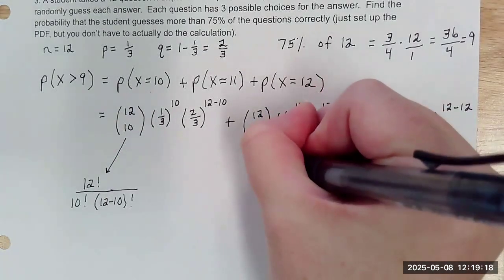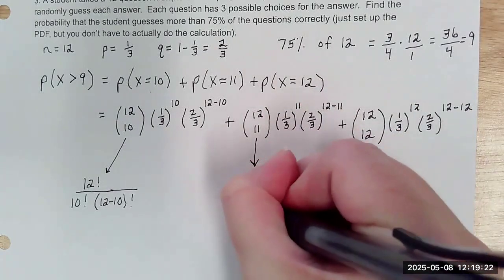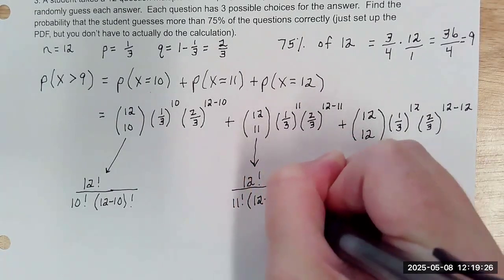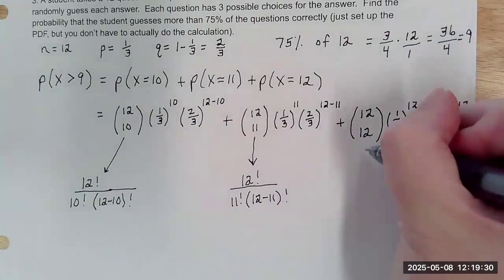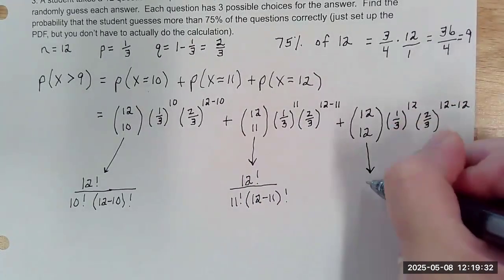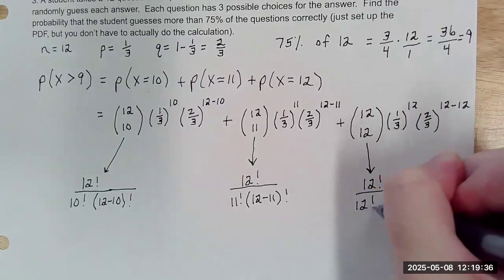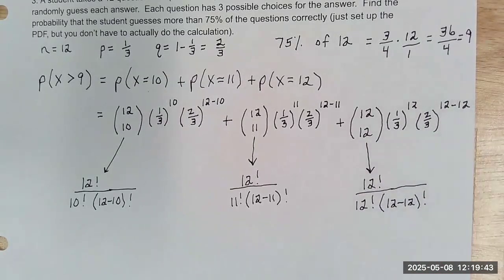So this one would be 12 factorial over 11 factorial times (12 minus 11) with the factorial on the outside. And this one would be 12 factorial over 12 factorial times (12 minus 12) with the factorial on the outside. That would be 0 factorial, and 0 factorial is always 1 by definition.